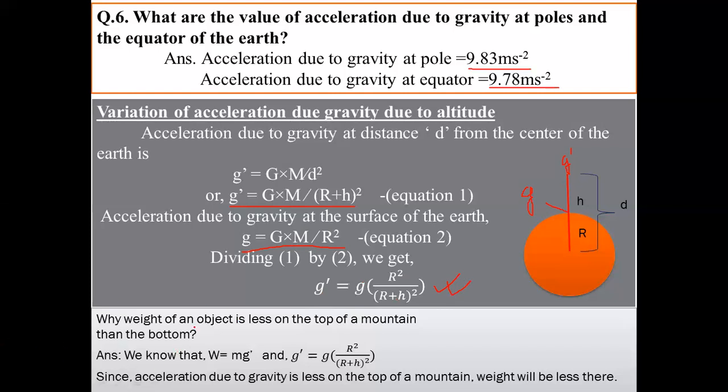Now, why is the weight of an object less on the top of the mountain than at the bottom? As we know, weight is the product of mass and acceleration due to gravity, and we know that g dash is equal to g times r square by (r plus h) whole square. Since acceleration due to gravity is less on the top, when height increases, this value will come less. Whenever this value becomes less, the product becomes less, so weight will be less. Hence, the weight of an object is more at the bottom of the mountain than at the top.